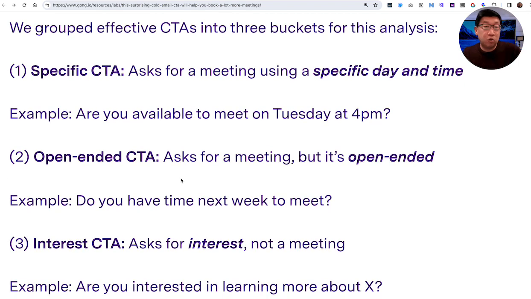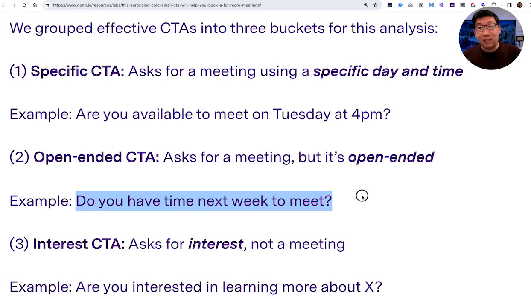The second one is just an open-ended CTA. So, do you have time next week to meet? Would you like to talk about this next week or this week? Right? That's an open-ended CTA.